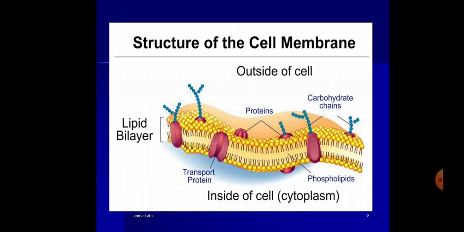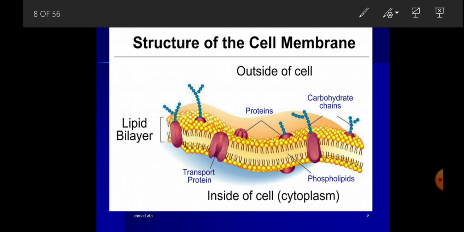The cell membrane looks like this particular structure at this particular point. The cell membrane will have 2 layers. So the basic plan of a cell membrane is that it has 2 layers. The first layer is this one, and the second layer is this one. So these layers are made up of lipids.